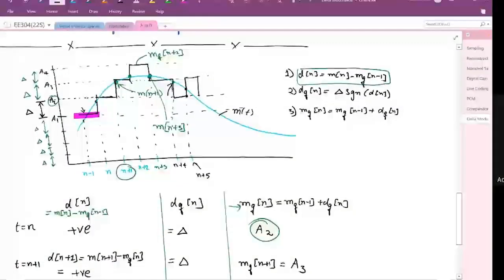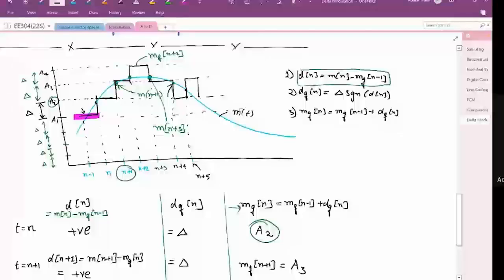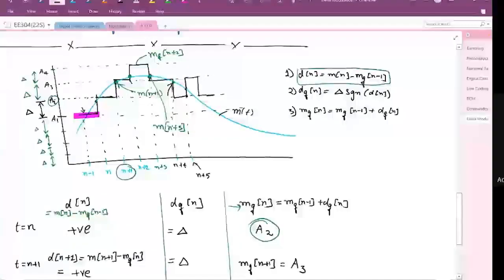It will continue, and at this point again the difference would be, if I consider this point like this, again the difference would be small, so it will come down and go ahead further. So is this clear to everyone, what we have just now done?